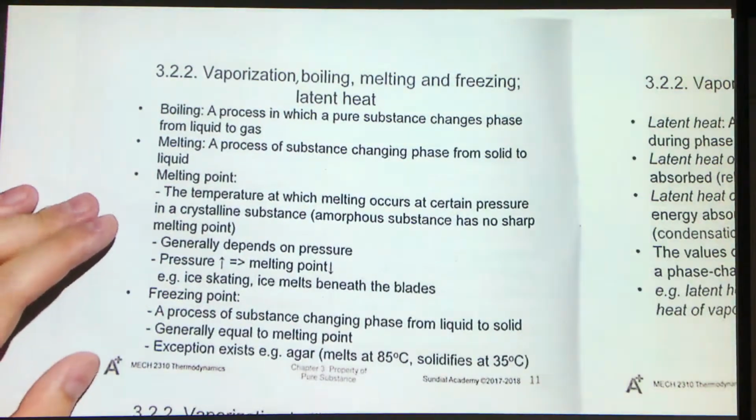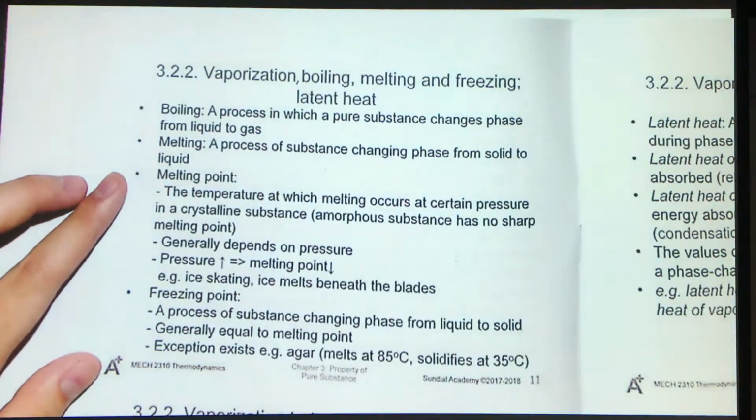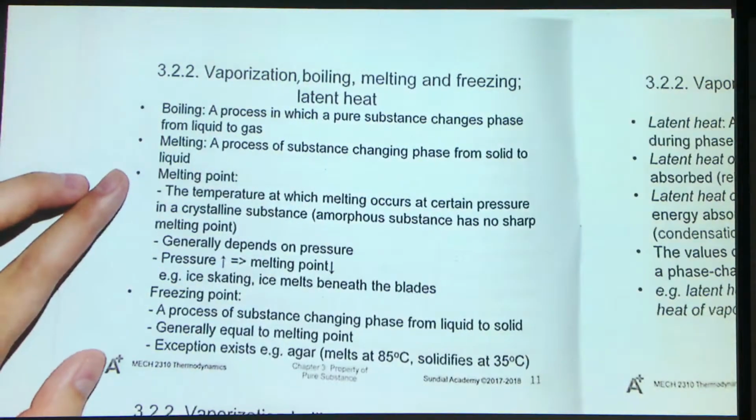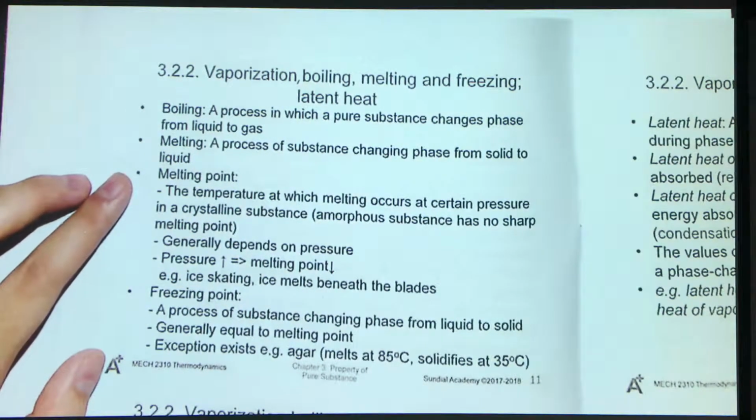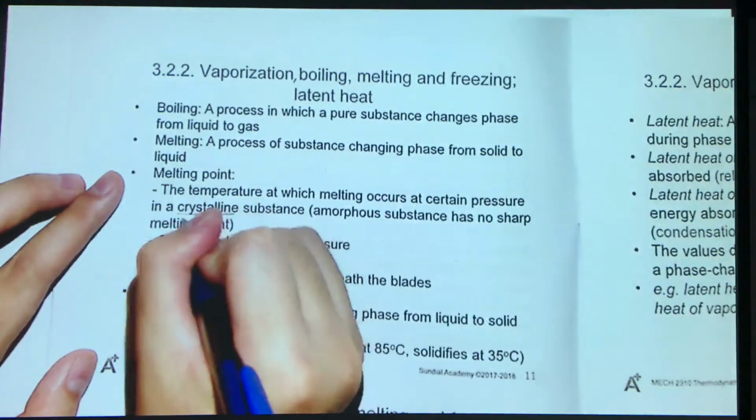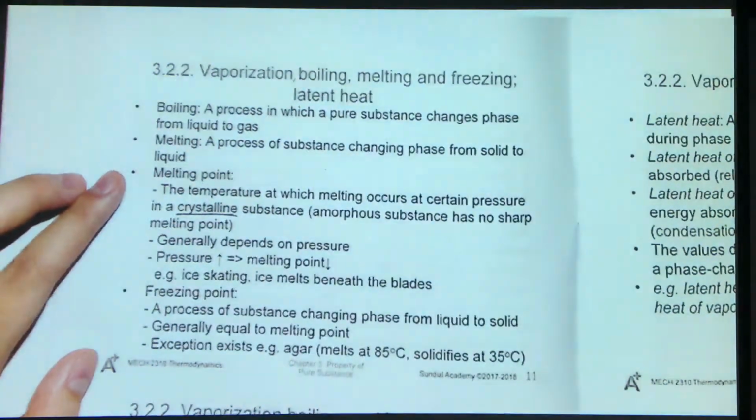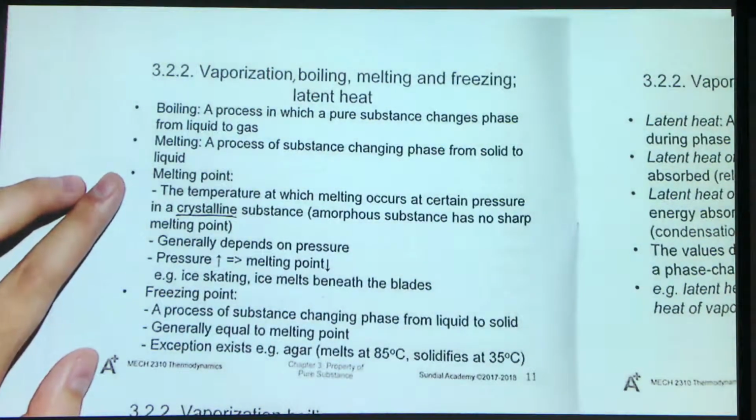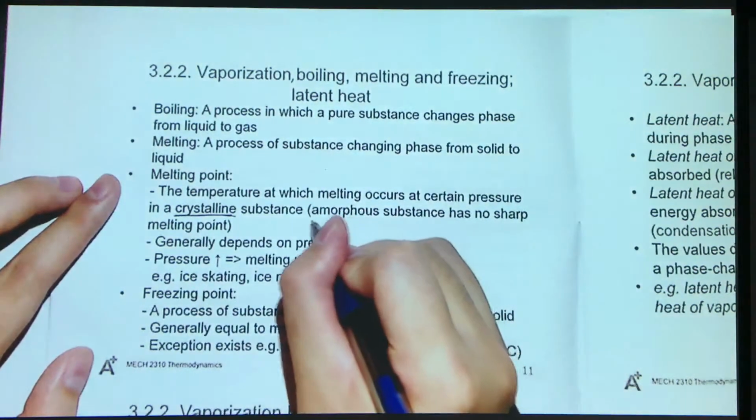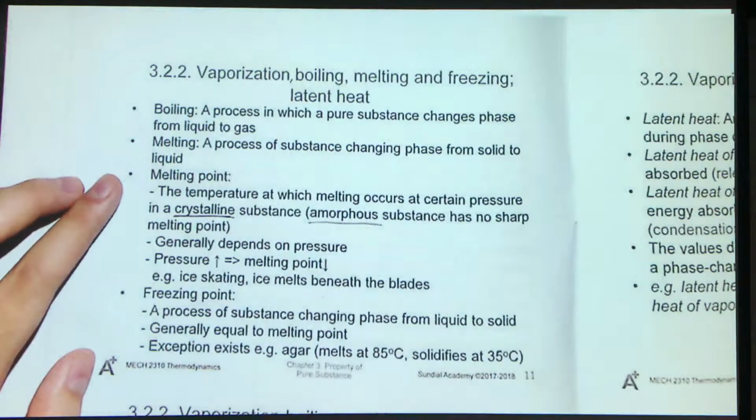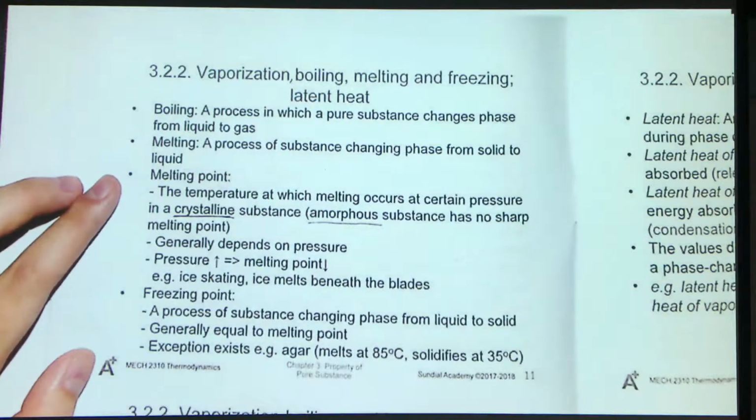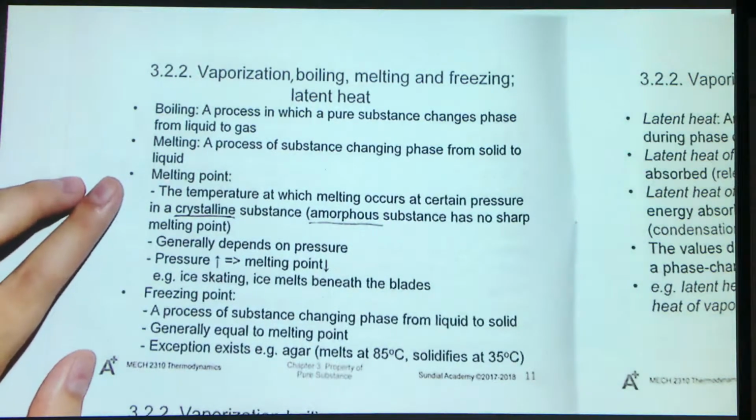The melting point is the temperature at which melting occurs at a certain pressure in a crystalline substance. I only talk about crystalline substances because an amorphous substance has no sharp melting point. Let me explain a little bit what is crystalline and what is amorphous.